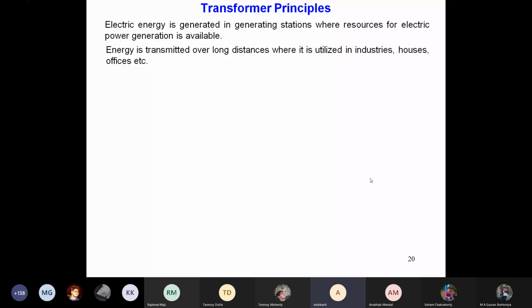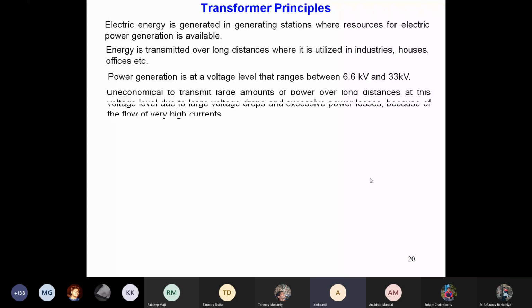Now, the power generation voltage is normally at the level of 6.6 kilovolts to 33 kilovolts. That is the generator output voltage. I have shown the diagram initially in my module A lectures. It is uneconomical to transmit large amounts of power over long distances at this voltage level. It can be mathematically shown that it is not economical to transmit the power at the voltage at which it is generated.